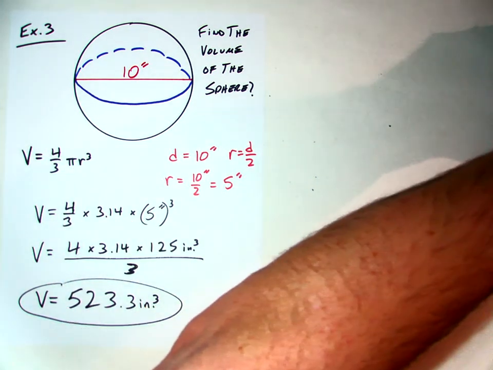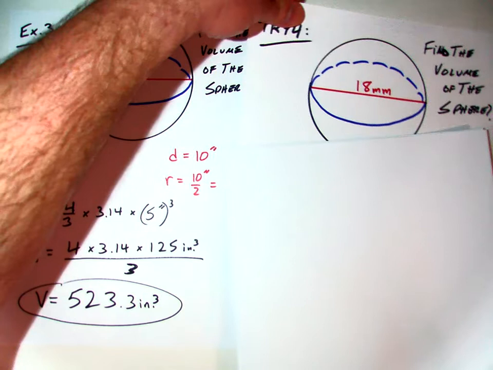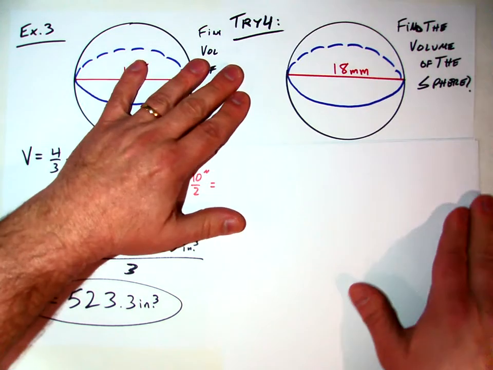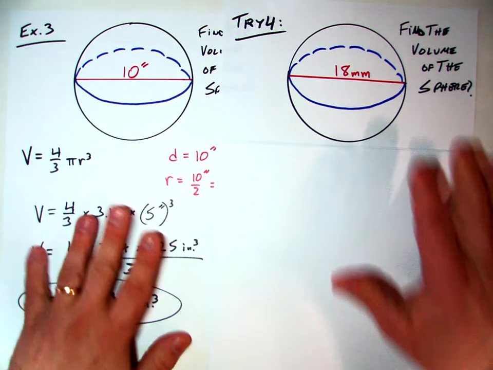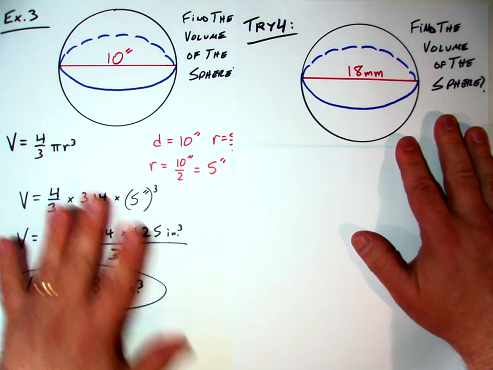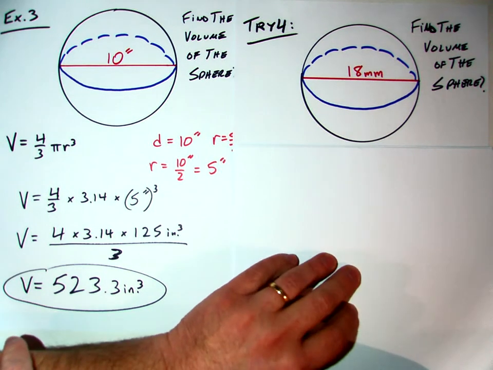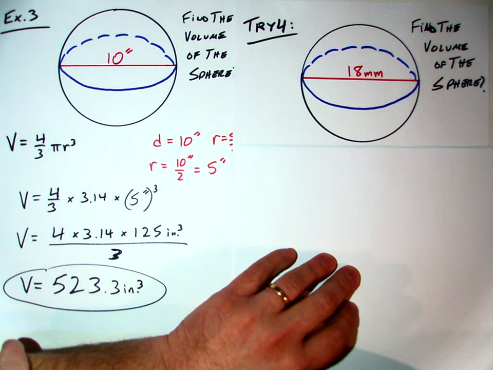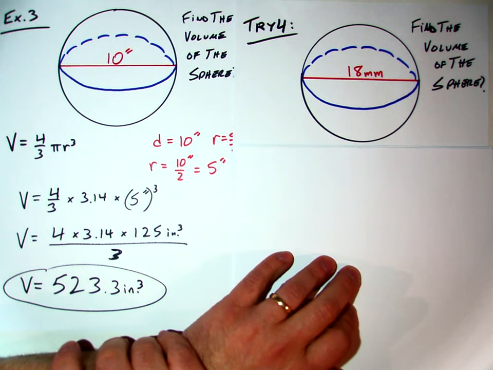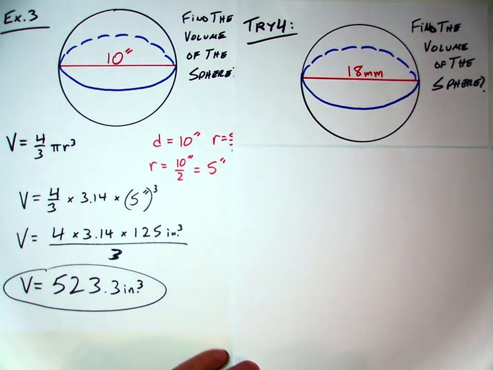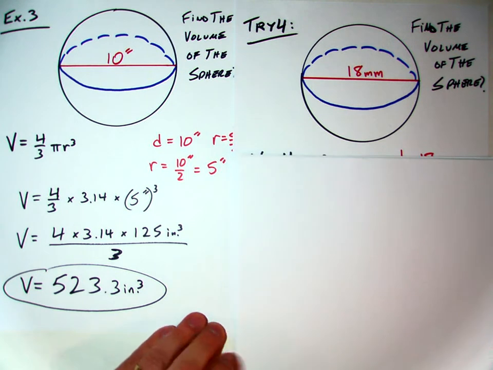Your turn to do the exact same type of problem. I want you to take a look at this. I want you to pause the video, and you come up with this answer. So, same concept. You have a sphere with a diameter of 18 millimeters, and go ahead and solve that. Pause the camera and let's see what you get. All right, you turned the video back on. I said pause the camera, but I meant pause the video.